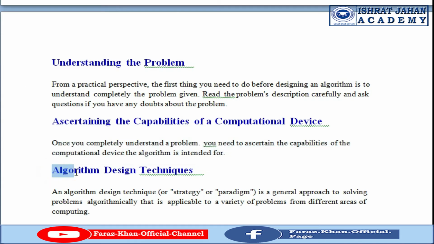Next point would be algorithm design techniques. An algorithm design technique, strategy, or paradigm is a general approach to solving a problem algorithmically that is applicable to a variety of problems from different areas of computing. Now we have different algorithm design techniques. We cannot say which technique should be applied on which problem. It depends on the problem definition.